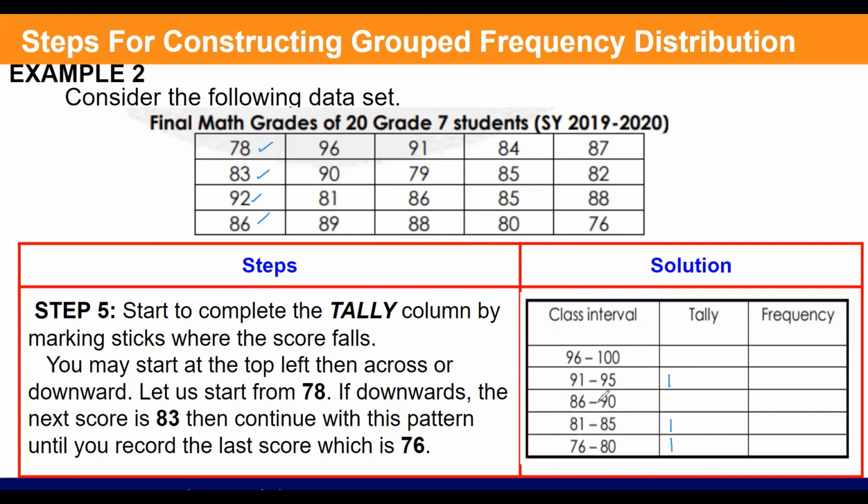And then we have 86. Okay, 86. So, ayan, nandiyan si 86. Then, 96. So, nandito siya, 96 to 100. 90. 90, wala po siya dito. Andito siya sa 86 to 90. And then 81. So, dito po siya, 81 to 85. 89. So, saan po siya makikita? So, sa 86 to 90. 89. Okay. And so on.